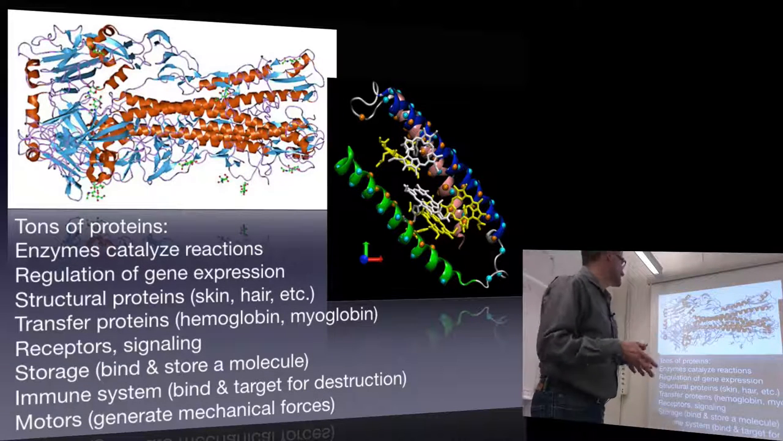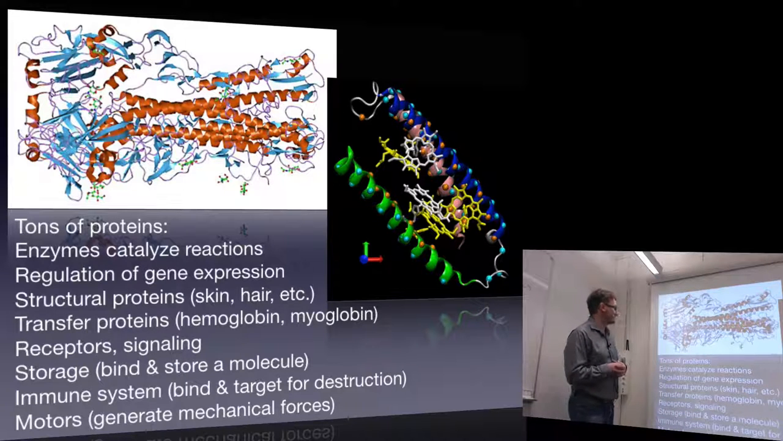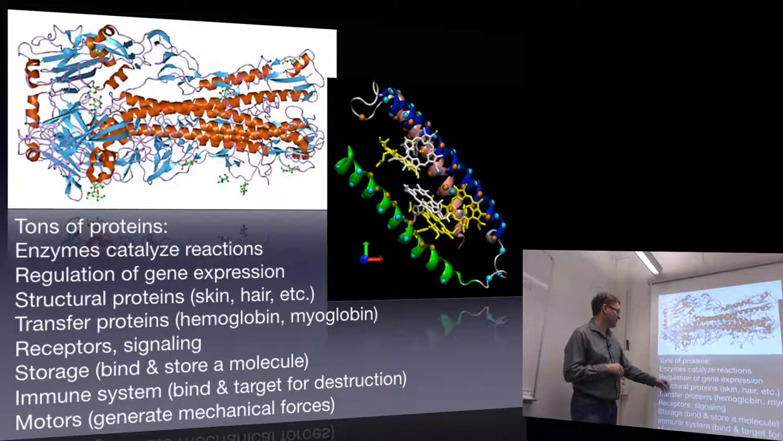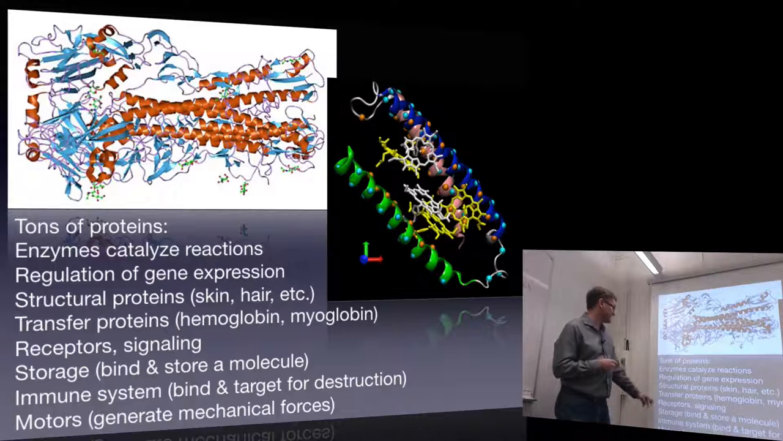So it turns out that some of you probably know, there are a bunch of different proteins. Enzymes, that's basically small biological catalyzers. Things like gene expression, it's always a protein and its structure regulating it. Skin, hair, and everything is structural proteins. Myoglobin and hemoglobin that bind oxygen in your muscles and blood, respectively, transfer proteins, receptors like these ion channels. We're not going to go through and cover every single one of these classes, but the idea throughout this course is I want to get you thinking about what do these proteins do and how do they do what they do.